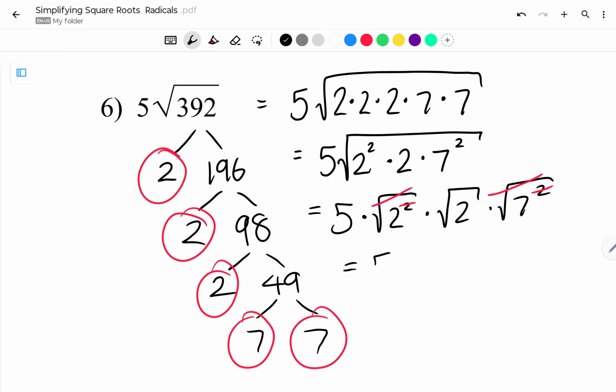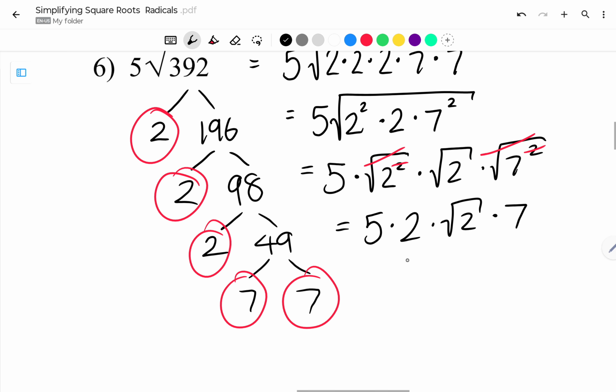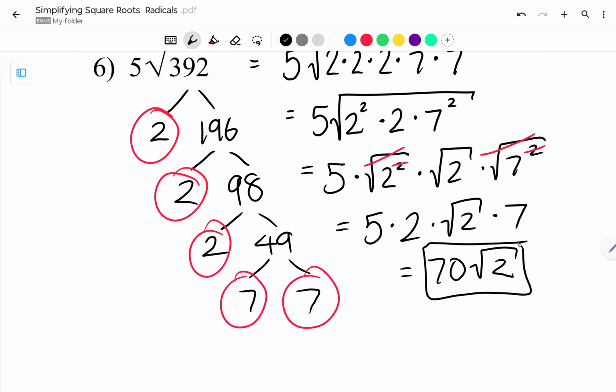And then let's see what happens. Times 2 times square root 2 times 7. 5 times 2 is 10. 10 times 7 is 70. Okay? That's it.